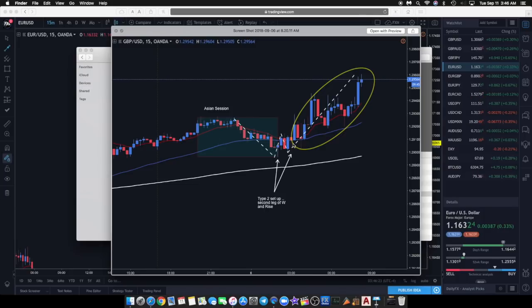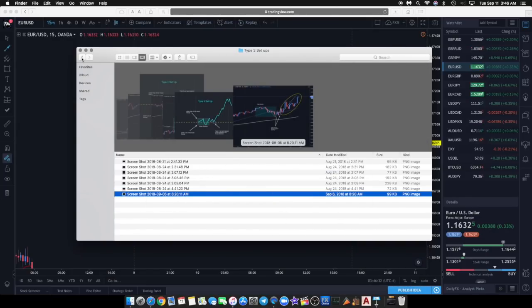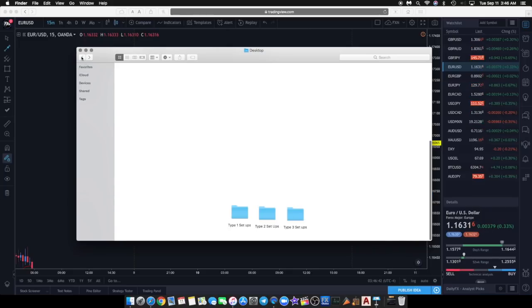Okay, so type 1 is well below or above Asian range. Type 2 is going to be at the low or at the high of the Asian, and type 3 is going to be in the middle of the Asian range. All right, so those are your type 3 setups, guys, for the patterns that we are looking for in the Forex market.